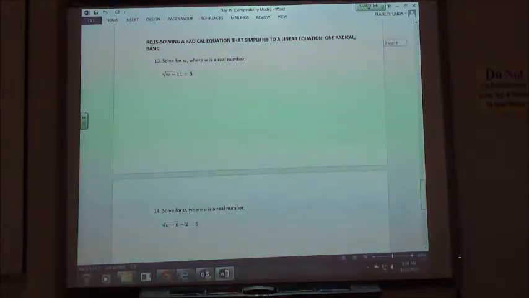Not a square root? Well, you're right, it's not a square root. What do you think the opposite of taking the square root of something is?